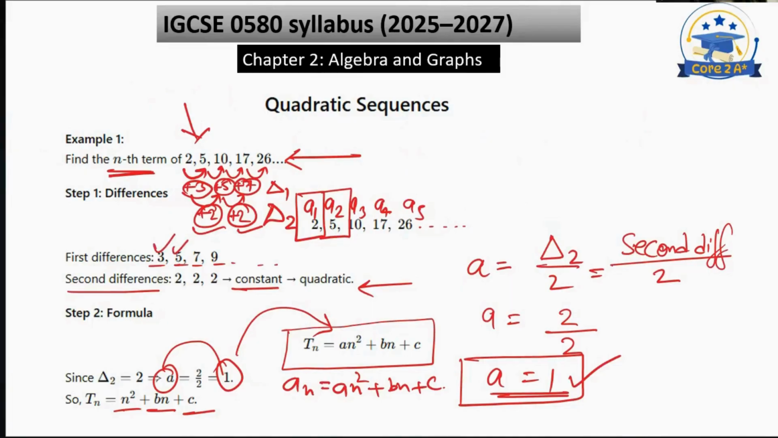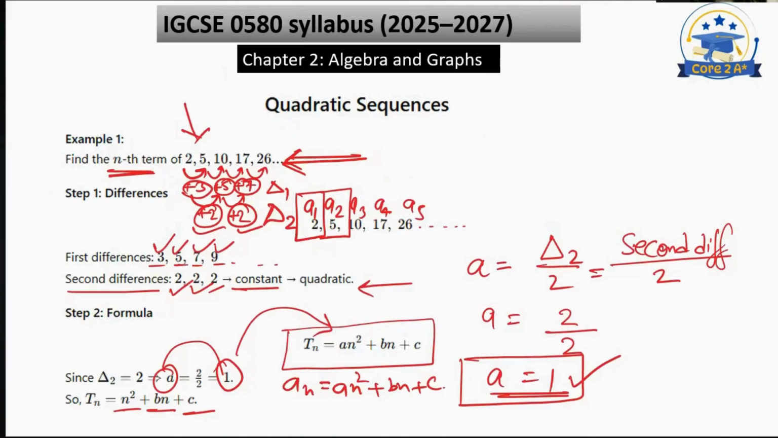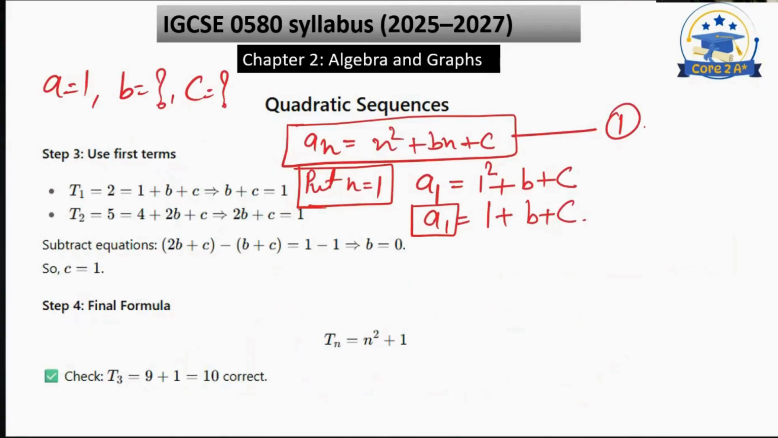Don't see this one. See the original sequence? Here you have A1, A2, A3, A4, and so on, right? So put A1 equals what? I forgot. A1 was 2. So 2 equals 1 plus B plus C. B plus C equals what? 1, right? I assume this is your equation number 2.